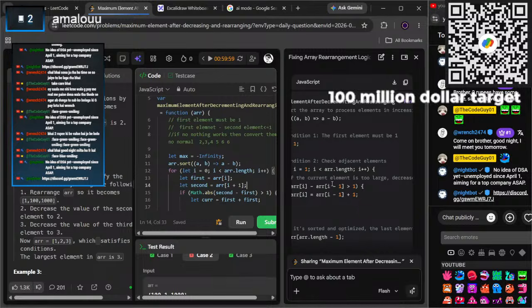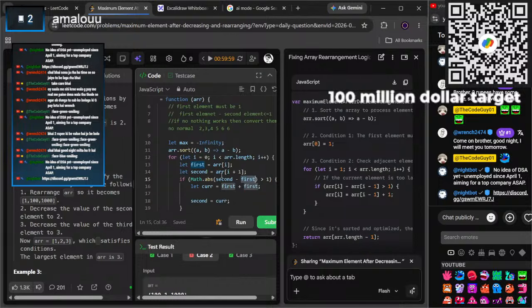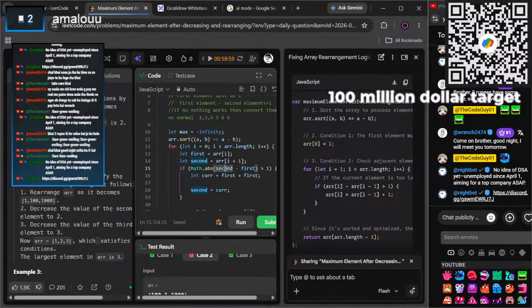So there is no use of storing it in a variable and replacing the number. So this is what I did here. It's again minus, first or second doesn't matter, since my second is going to be the biggest number. Yeah, second is going to be the biggest number.